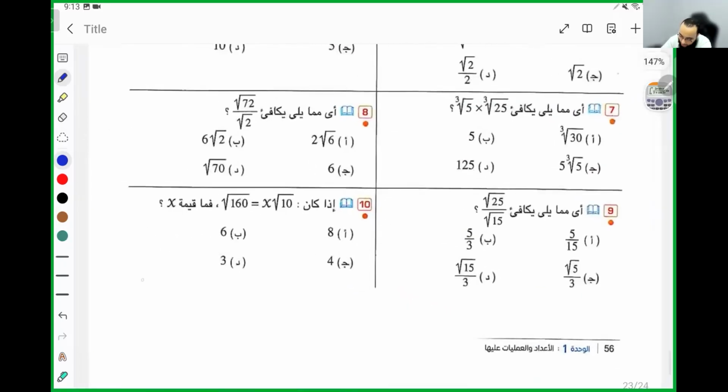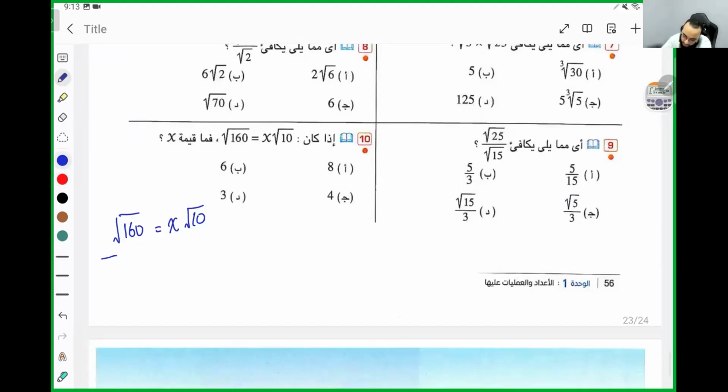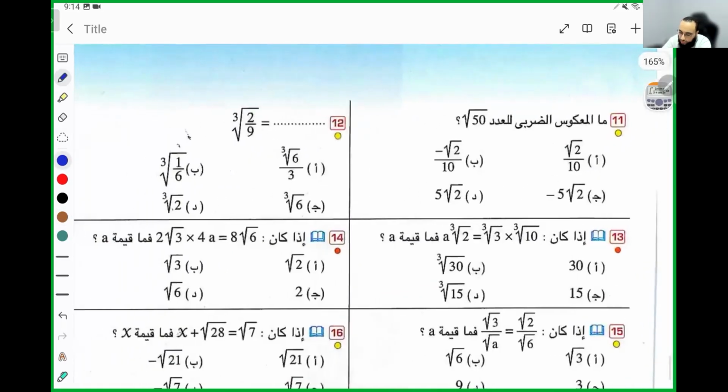Look at this question. If you have something like root 160 equals x root 10. Actually, I can decompose root 160 into root 16 times root 10. Okay? Then you can write it as the following. Root 16 root 10 equals x root 10. Root 16 equals 4, then it's 4 root 10 equals x root 10. Root 10 is the same as root 10, then 4 is x, then x equals 4. You know, I've asked you the multiplicative inverse of root 50.